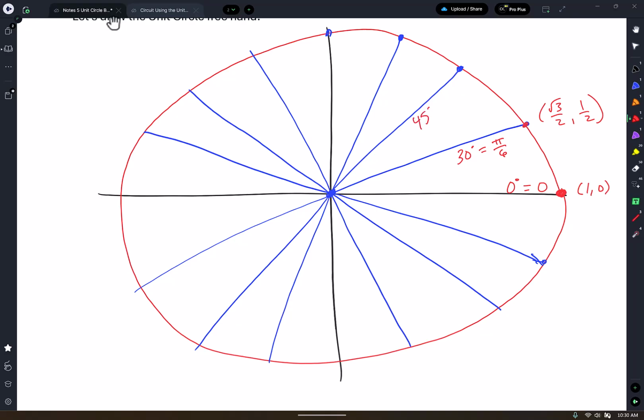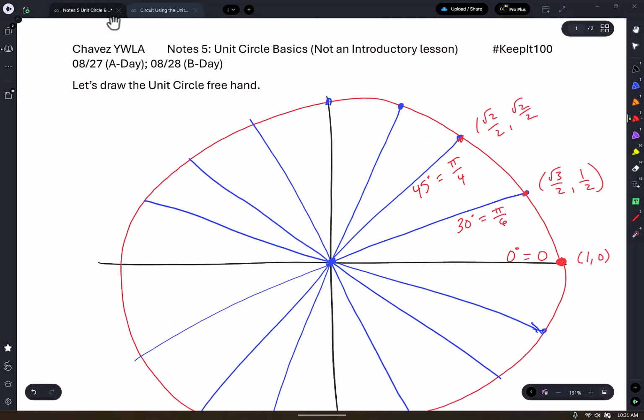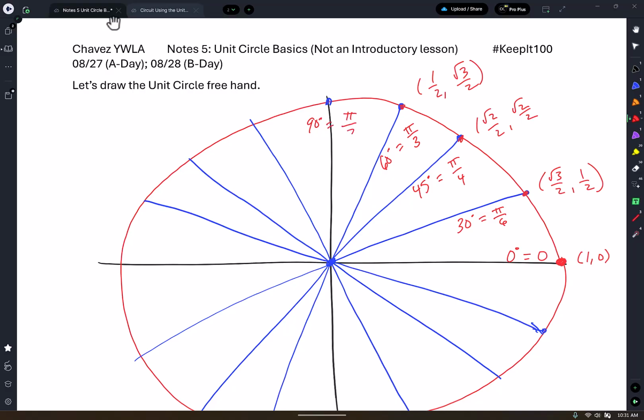45 degrees. If you want to go fast, like if you want to go above me, that's fine. 45 degrees is the same thing as pi over 4 radians. And that coordinate is square root of 2 over 2, comma square root of 2 over 2. The next one is at 60 degrees. 60 degrees is the same thing as pi over 3 radians. And that coordinate is 1/2, comma square root of 3 over 2. This is 90 degrees, which is the same as pi over 2 radians. And this coordinate is 0, comma 1.